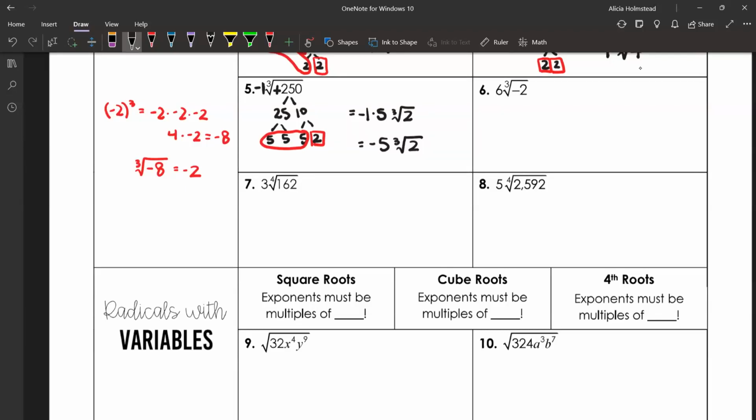The next one, we've got that negative on the inside, so we can go ahead and move that to the outside. 2 is a prime number though, so it's not going to have a factor tree. So that's actually as far as we can go. That one simplifies to negative 6 cube root of 2.